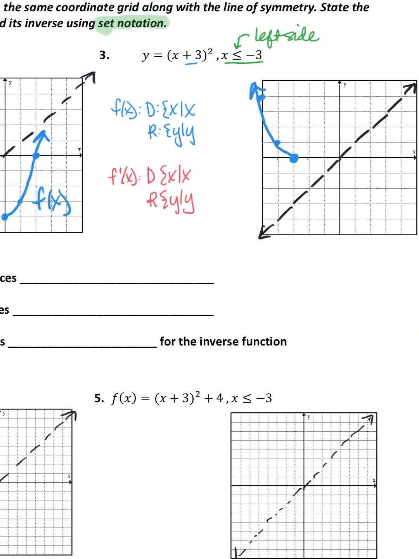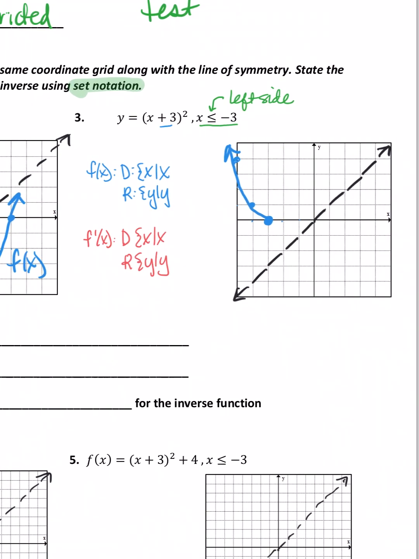Now let's come back over here and do the domain and range of this one. On my x values for this original function, it goes to negative infinity, but it ends at negative 3. So that would be less than or equal to negative 3. Again, it matches the restriction. The lowest y value is 0, and then it gets higher. So y is greater than or equal to 0.